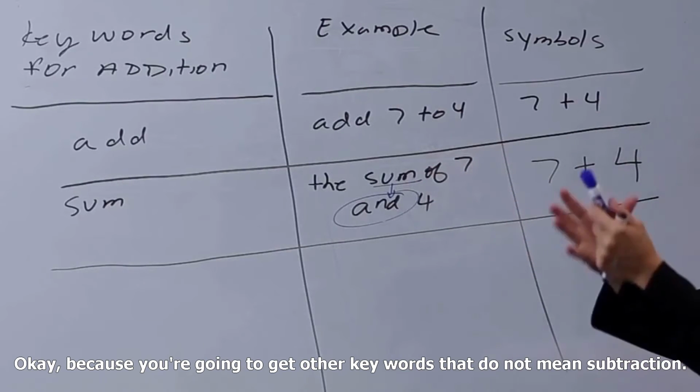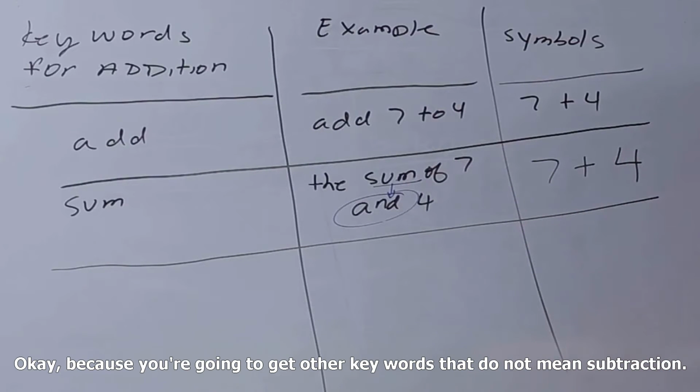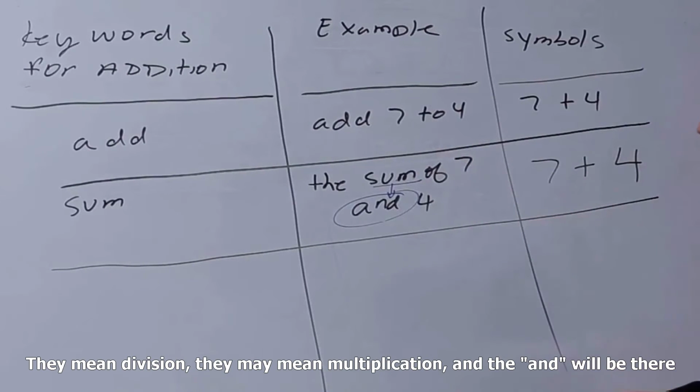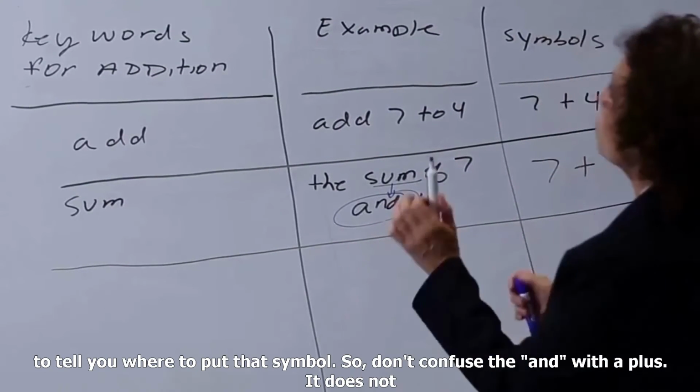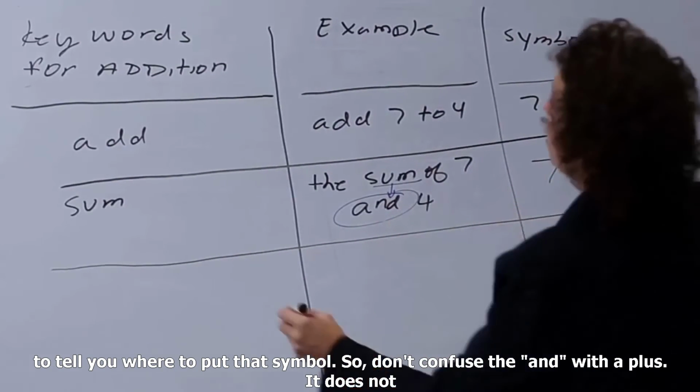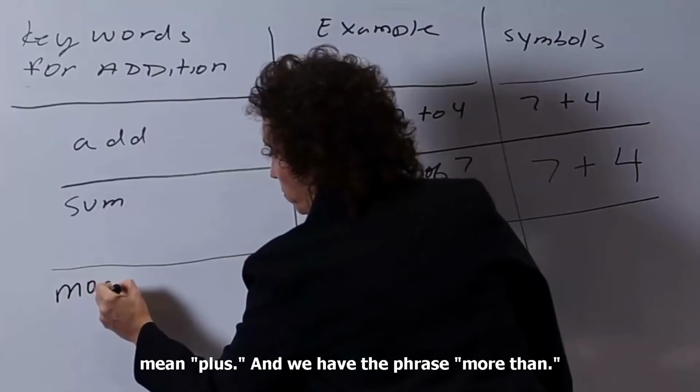Okay, because you're going to get other keywords that do not mean addition. They may mean subtraction, division, or multiplication, and the and will be there and it will tell you where to put that symbol. So don't confuse the and with a plus. It does not mean plus.